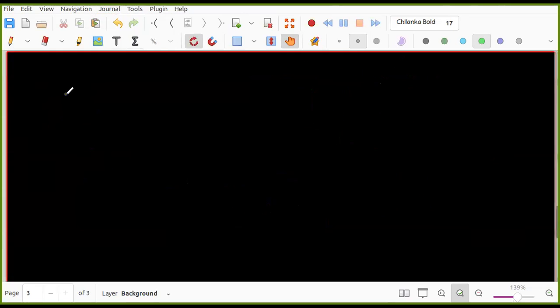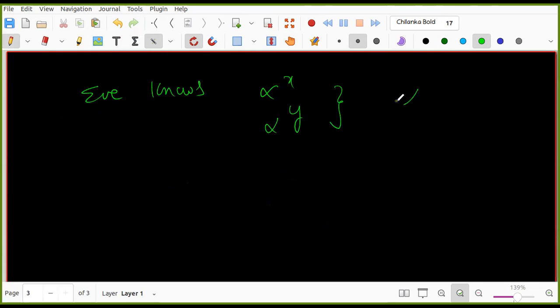But what is this problem called? Eve knows alpha power x and alpha power y, but from these two she wants to know alpha power xy. This is difficult, but this is not the discrete logarithm problem. The discrete logarithm problem is different. If alpha power x and alpha are known, finding x is the discrete logarithm problem.